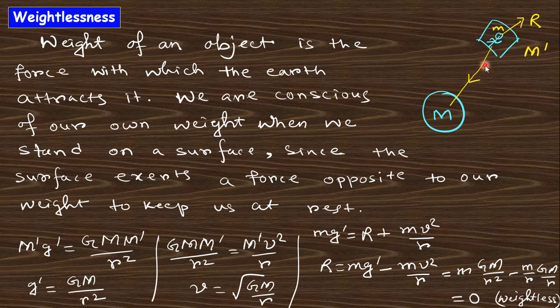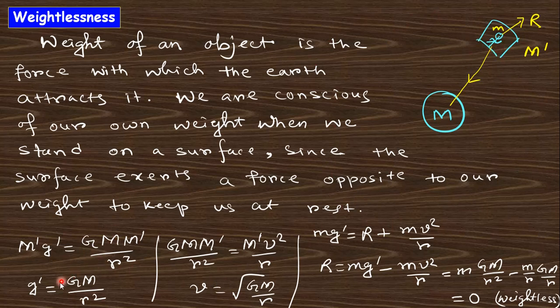After that, if you want to know about mg prime of this man, it will be R plus mv squared by r, the centrifugal force, because of the reaction force. Here R is the weight which this man will feel, right? So if you put the value of g prime and the value of v, you will get the same value, and this will give 0. That means the reaction force felt by this man will be 0. That means when the man rotates in orbital space, the weight will be 0.